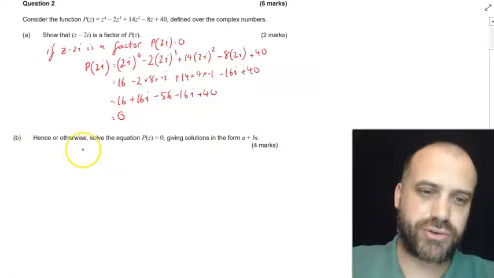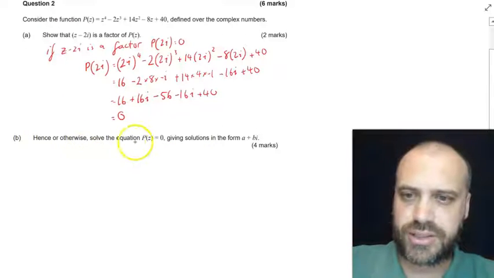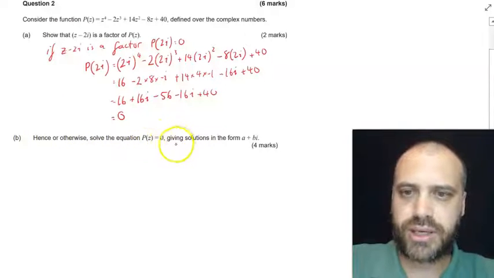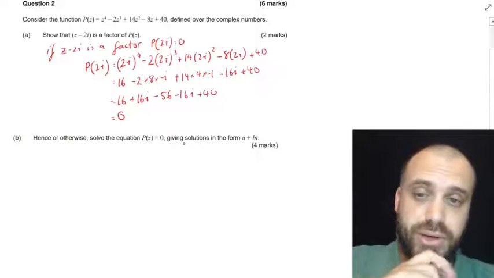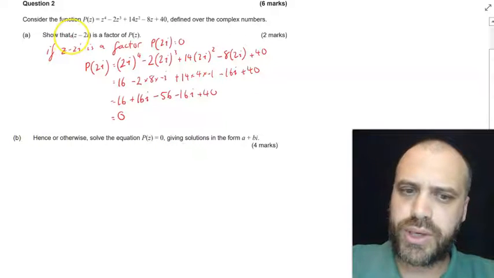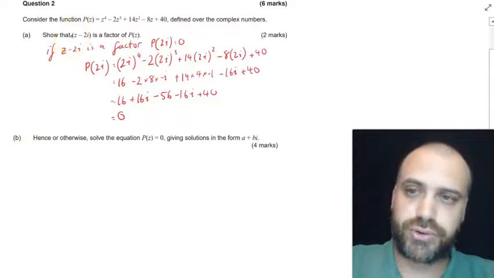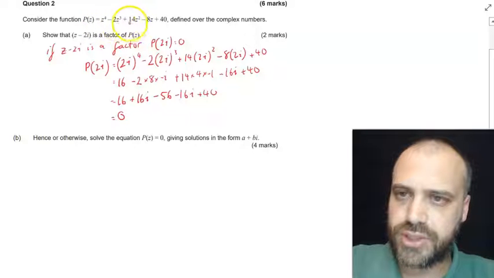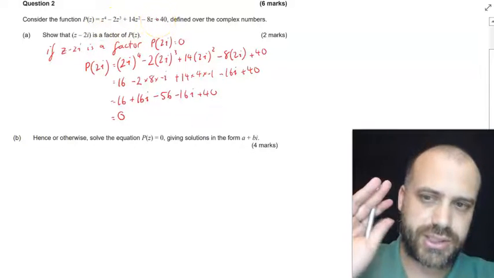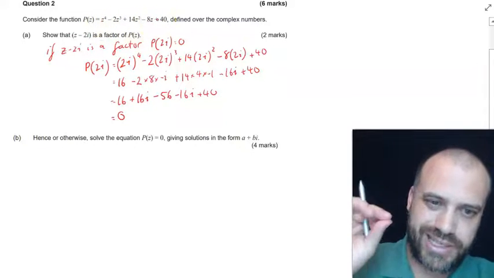So it says hence or otherwise, let's just go with hence. Hence, solve the equation p(z) equals 0, giving solutions in the form a plus bi. Okay, we need to deal with our conjugate root theorem. Notice all the coefficients here are real numbers. That means the conjugate root theorem is in play.